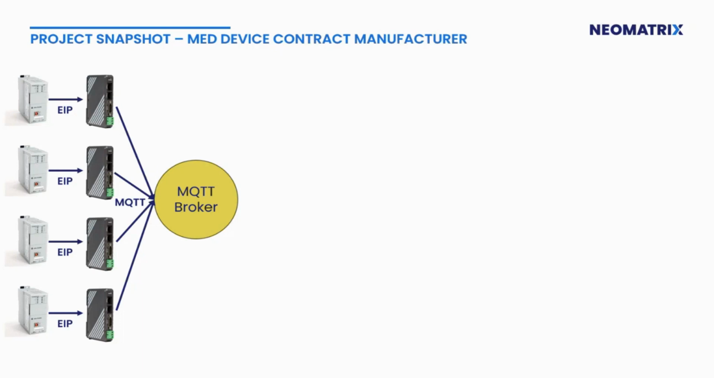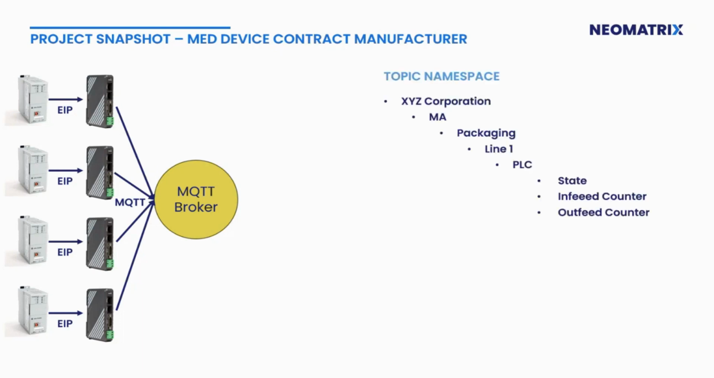So now in our namespace, you can see after we're publishing, we have XYZ Corporation that's in Massachusetts. They have a packaging area, and then line 1 has a PLC topic namespace that has things like state, in-feed counter, and out-feed counter. Okay.